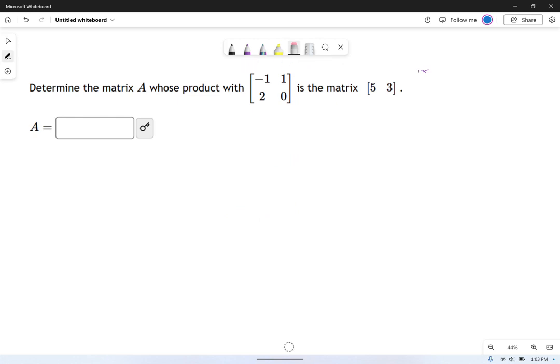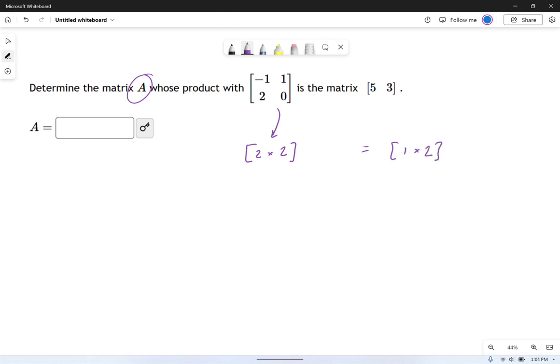Now, let's try to figure out what the dimensions of A are, because it doesn't tell us. All it tells us is that we're multiplying A times this thing, and you get this thing. So there must be some matching dimensions, and that is our clue that we're going to work on. So I've got a 2 by 2 here. That's a 2 by 2 matrix, and something is multiplied by it such that I get a 1 by 2 matrix.